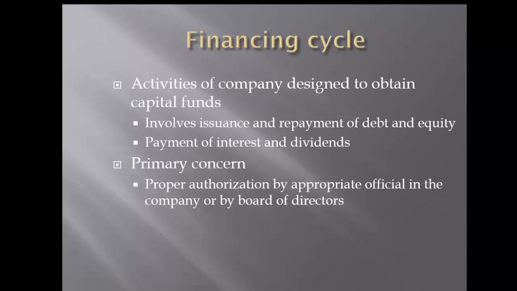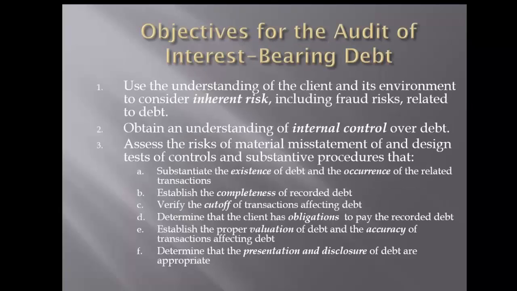Okay? The financing cycle is activities of the company designed to obtain capital funding. It involves the issuance and repayment of debt and equity, and the payment of interest and dividends. The primary concern is the proper authorization by appropriate officials in the company or by the board of directors. So what we're looking for is, if there's a new bond, this obviously needs to be authorized. If there's new stock, this needs to be authorized. So we're looking for authorization by the board of directors.